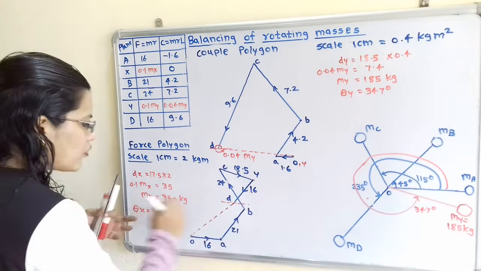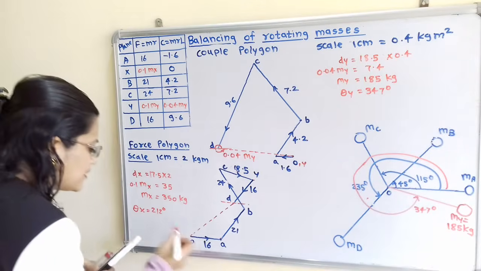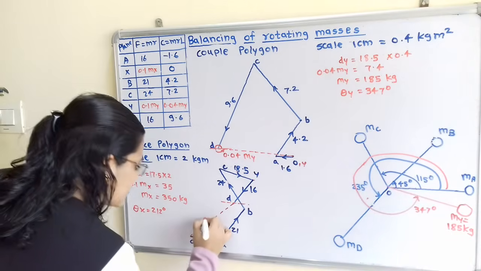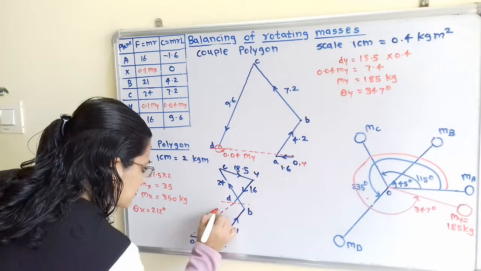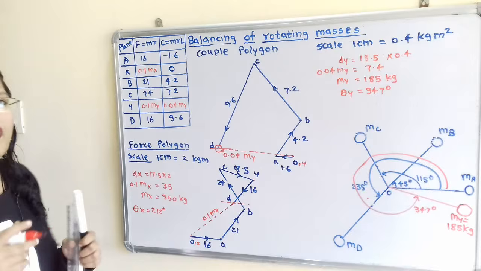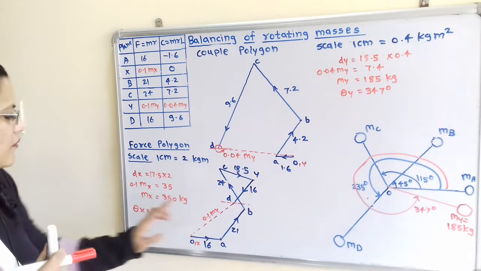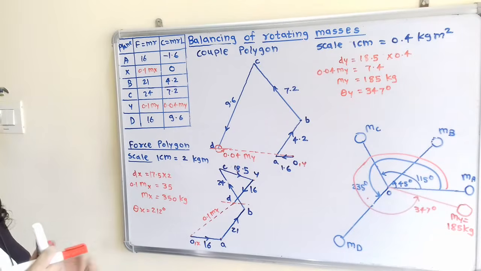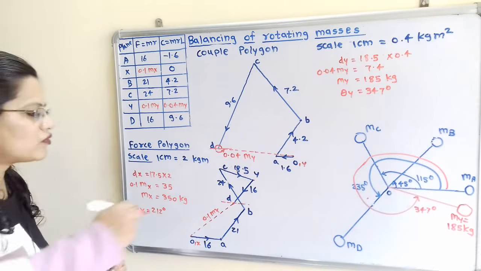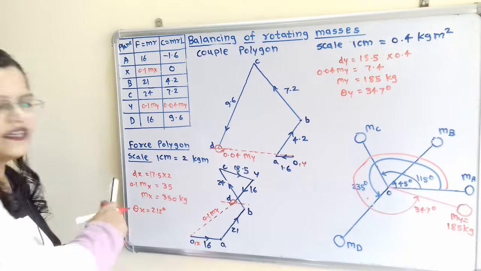Now if we close from D to the next unknown point X, we have to mention this point X also. D to X has the value 0.1 mx. If we measure this distance D to X, it is 17.5 into 2, that is equal to 35. So its value is 0.1 mx. So mx is equal to 350 kilogram. Now if we measure the angle, at point D we have to draw a horizontal line and measure this angle, and this is 212 degrees.